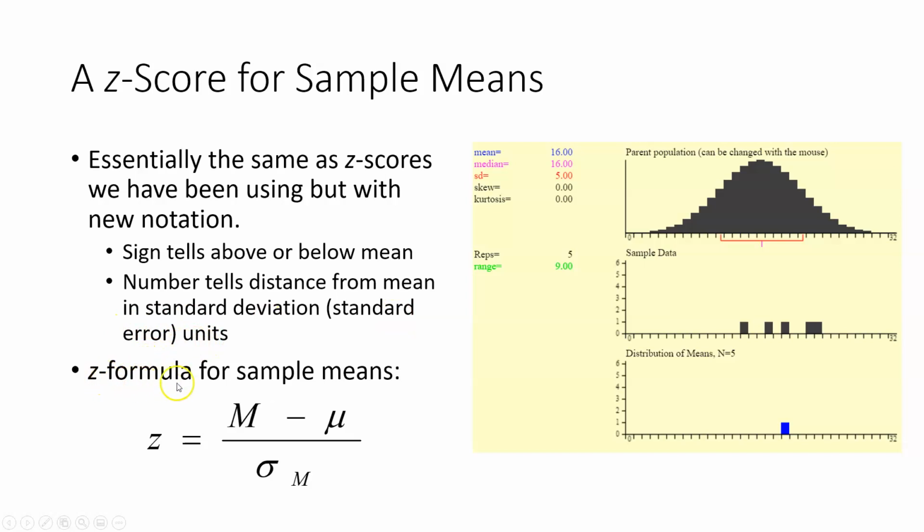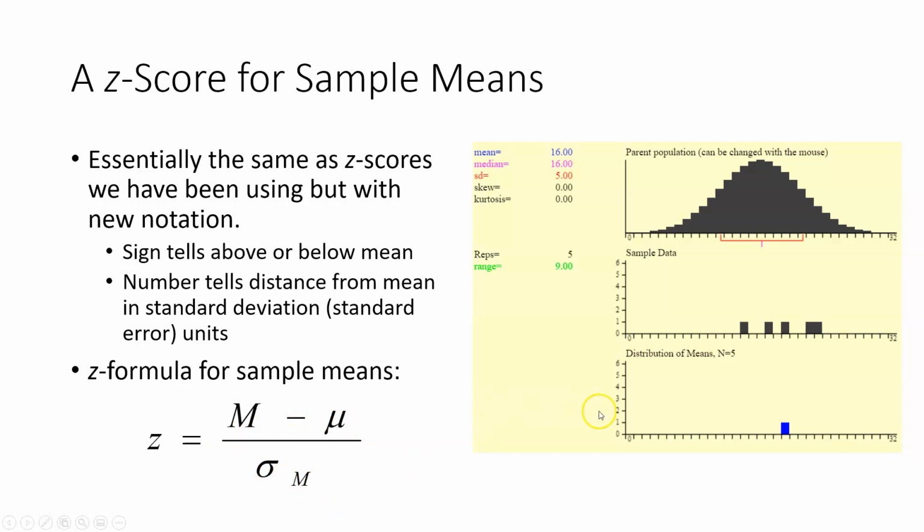So the formula for sample means is very similar to the z-score for individual scores. Instead of x minus the mean over sigma, we have the mean of the sample minus the mean of the population, divided by the standard error of the mean.